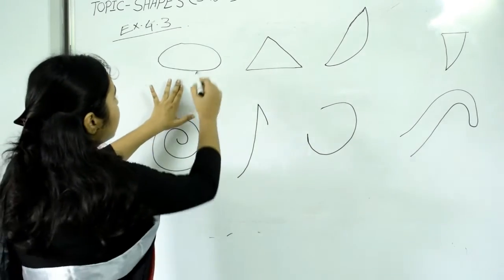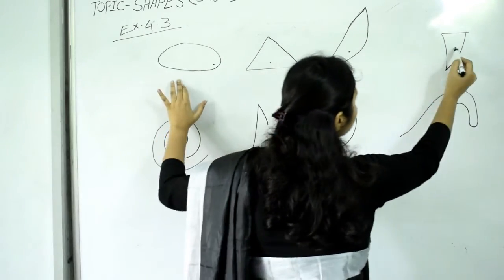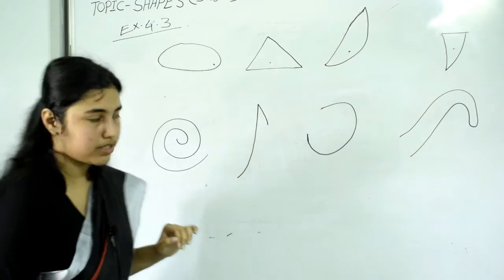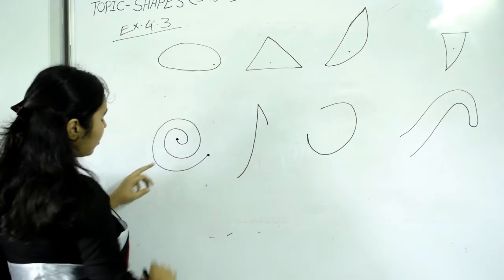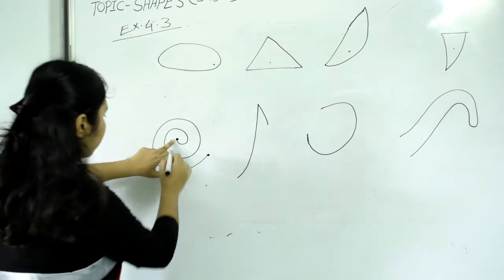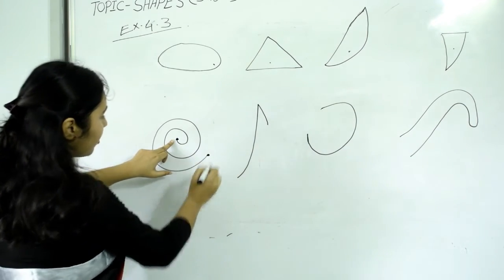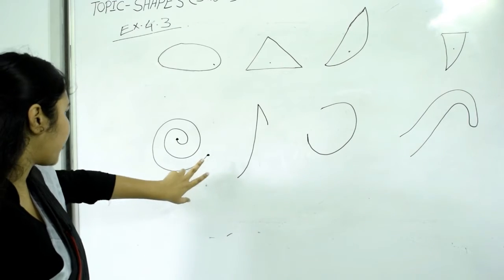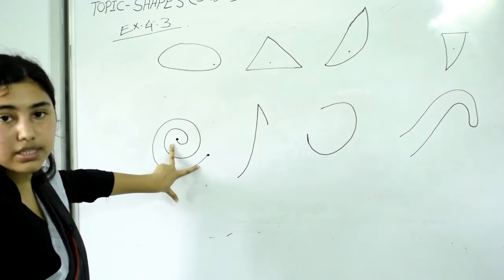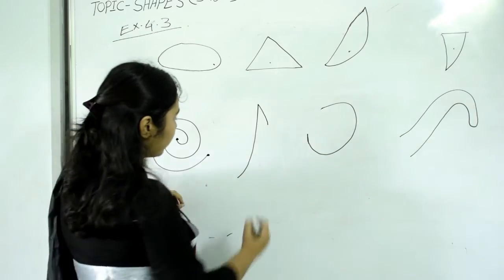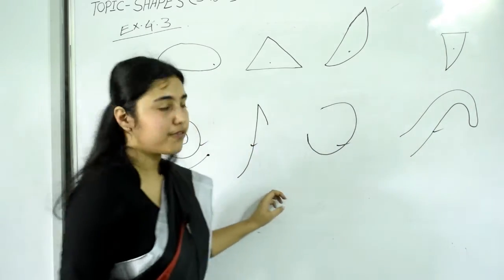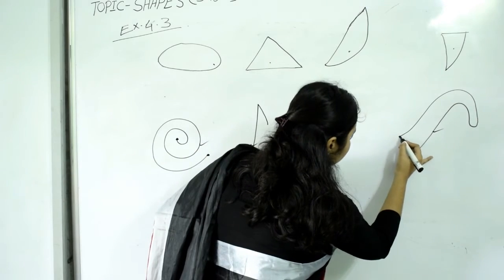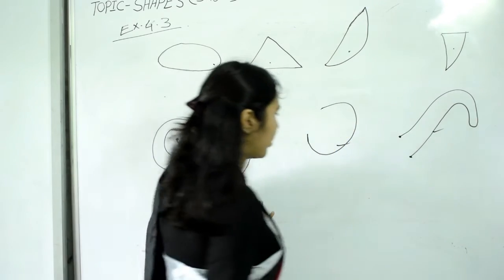So here these are some examples of closed figures. But look at this figure. Here the initial point and the end point are different, right? Which means this is an open figure. So these are some examples of open figures. Here also these 2 points are different, right?